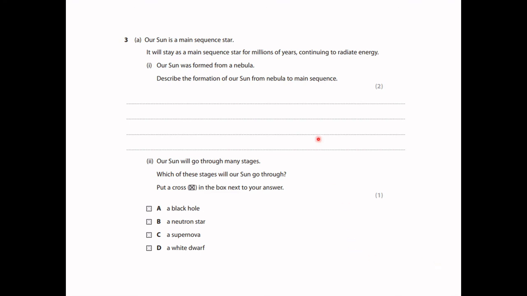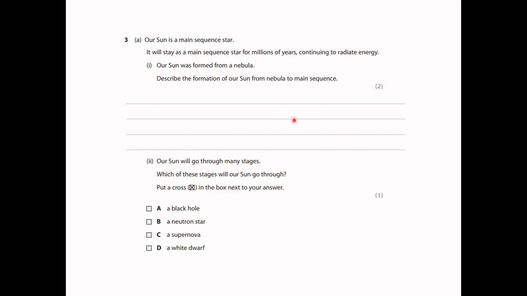Now, with questions like this, it's really important that you read the question carefully to make sure you know what exactly it is asking you. Because here, you know that you're having to start from nebula, the nebula phase, to the main sequence phase. If you didn't read this carefully and just said describe the formation of our sun, you might miss some key points from that last part.